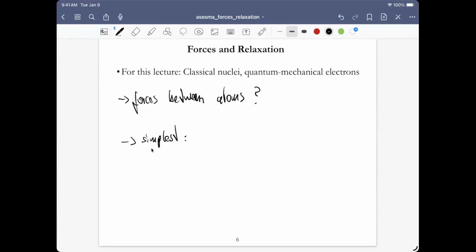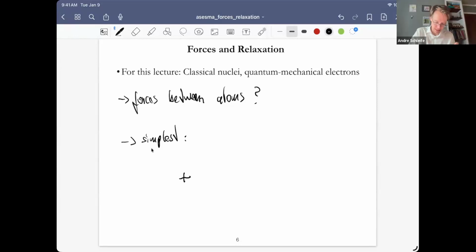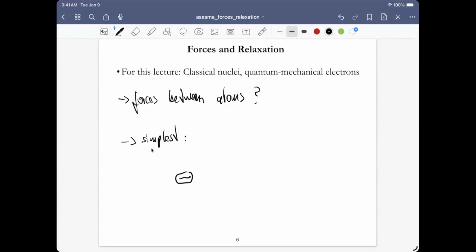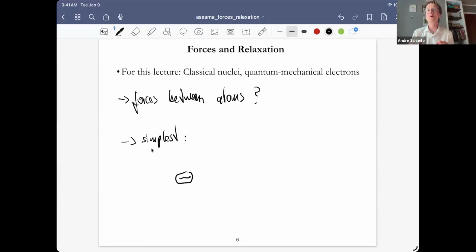So atoms. Let's build it. Let's start from the screen. So let's say one electron. Yes, one electron. Okay, we could start with that. The problem is the electron is all by itself. There is no force between anything. So we need at least one more entity.